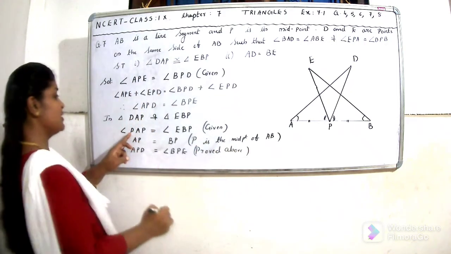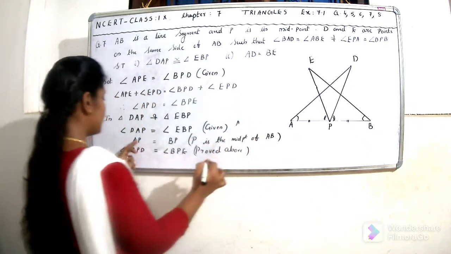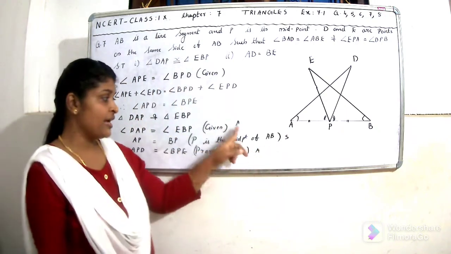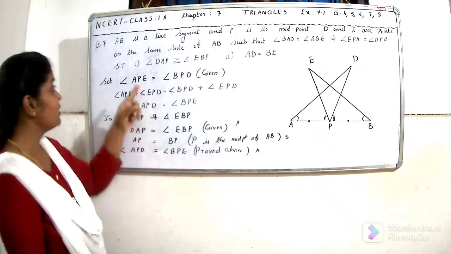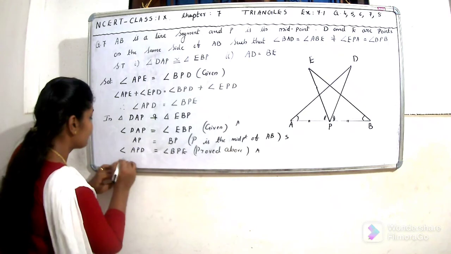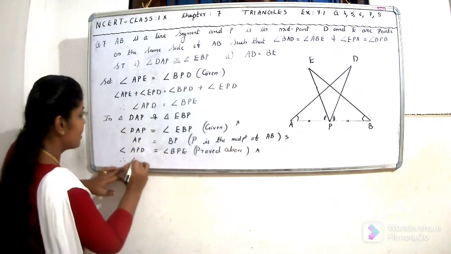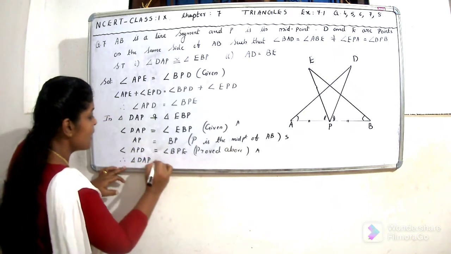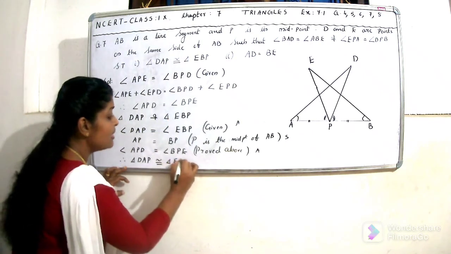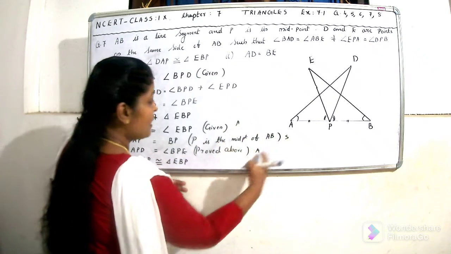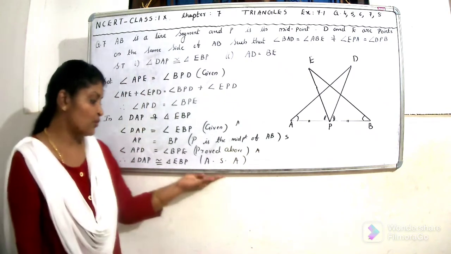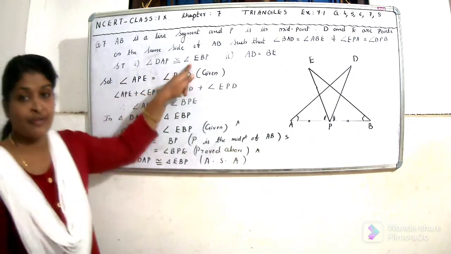Proved above. This one is angle, this one is side, and this one is angle. So using this criteria ASA, we can say these two triangles are congruent. So therefore triangle BAP is congruent to triangle EBP by the ASA congruency rule. Because of that it is congruent. So the first part we proved.